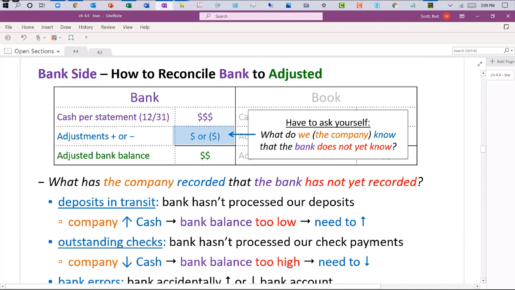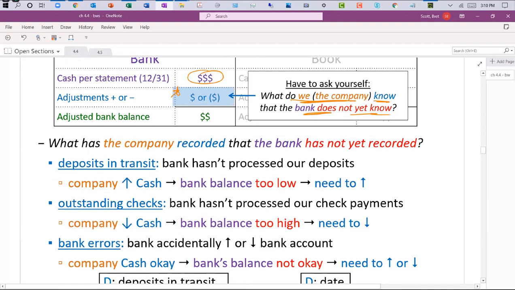So starting with the bank side, is there a checklist of things we should run through to see what we've done that the bank doesn't know about? Because that's what we're starting with, what the bank does know and has done. These adjustments are what the bank doesn't know about and therefore has not recorded. So what do we, the company, know that the bank does not yet know? Well, there are really only three things.